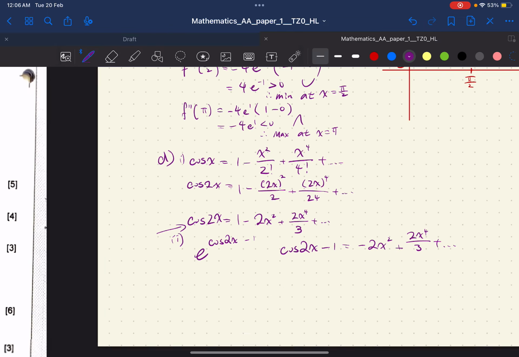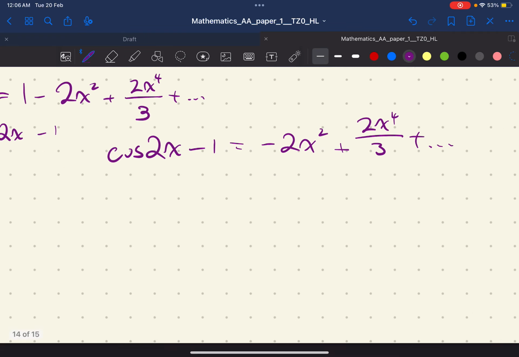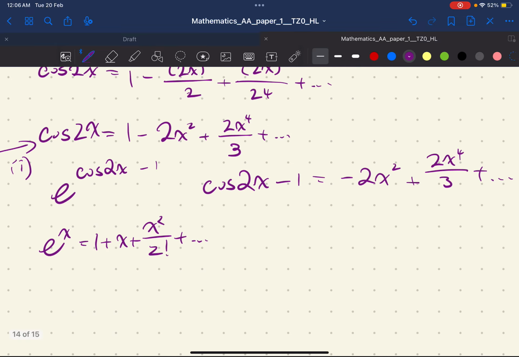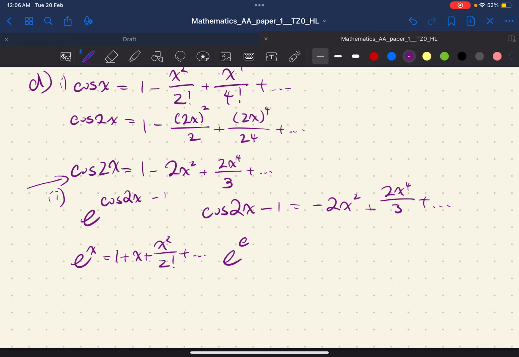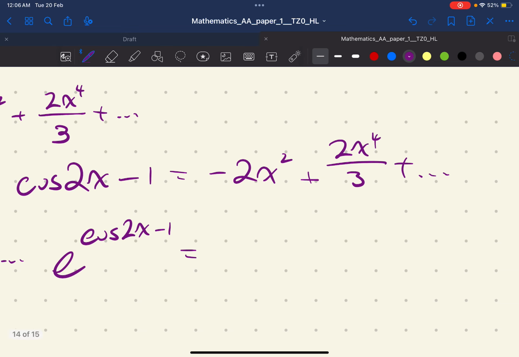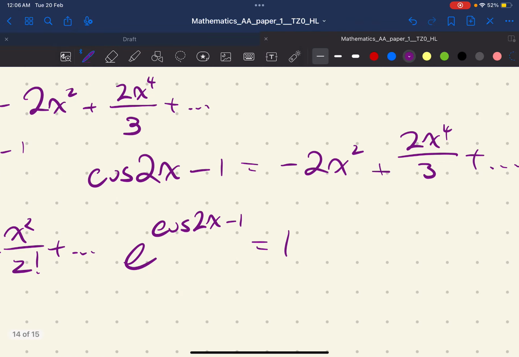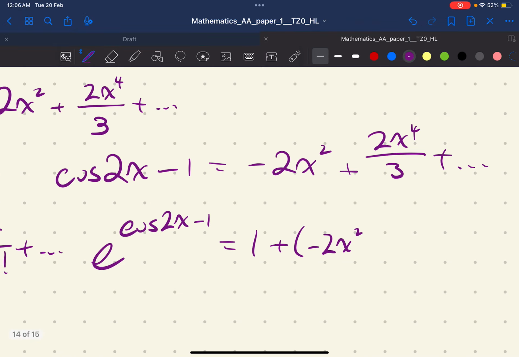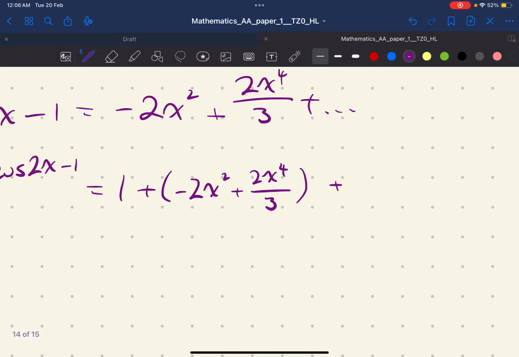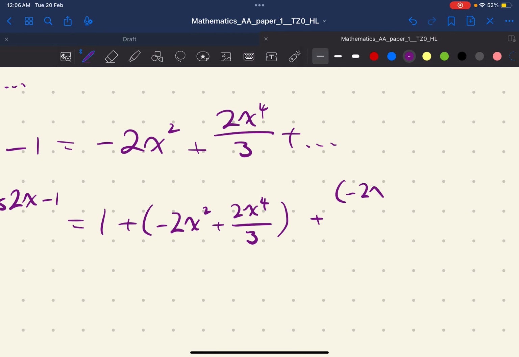So according to my formula booklet again, you need the definition for e. So e to the power of x is 1 plus x plus x squared over 2 factorial. Okay, so it's following this particular pattern here. So for e to the power of cosine 2x minus 1, basically you just go to your e^x here, and whenever you see x, replace it with the term in the right-hand side. So you got 1 plus minus 2x squared plus 2x⁴ over 3 like this. And then plus, so it's x squared, right? So we square the thing on top.